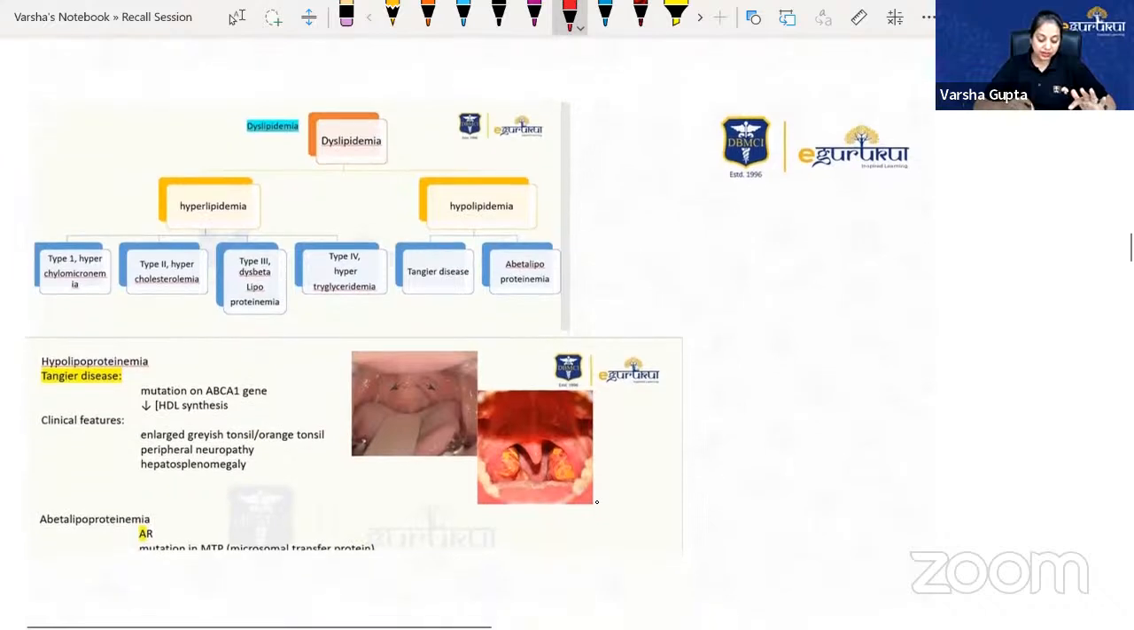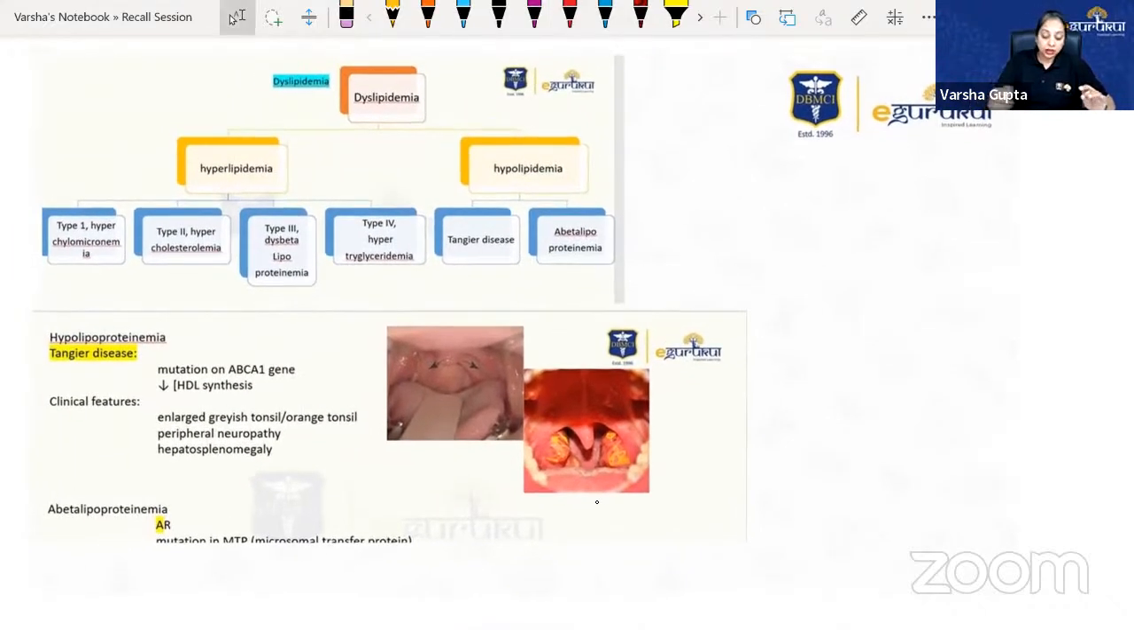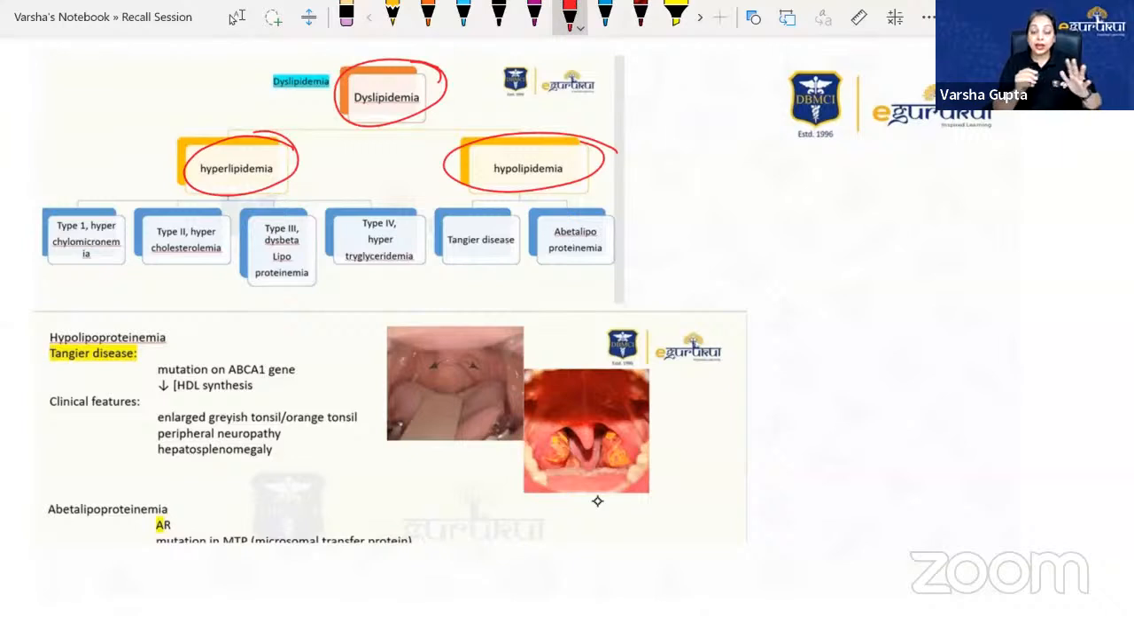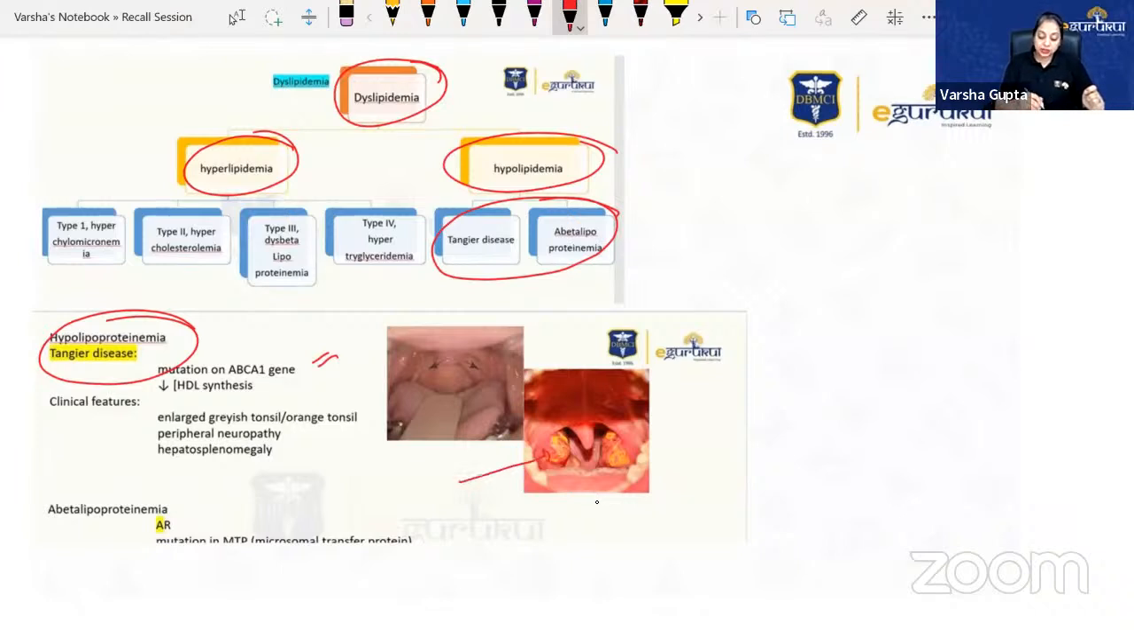And we have done this in the class also. If you can recall, various types of dyslipidemias, we can categorize them into hyperlipidemias and hypolipidemias. And hypolipidemias are of two types, that is Tangier's and abetalipoproteinemia. In Tangier's disease, which is because of the ABCA1 gene, there is decreased synthesis of HDL. Not just the orange tonsils, but you may see grayish tonsils, along with peripheral neuropathy and hepatosplenomegaly.